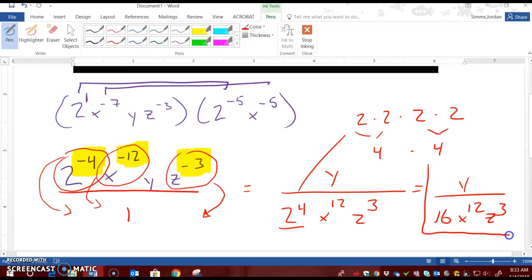Okay, so that's going to be our final simplified answer, y over 16, x to the 12, z to the 3. Hope that helps. If it doesn't, let me know.